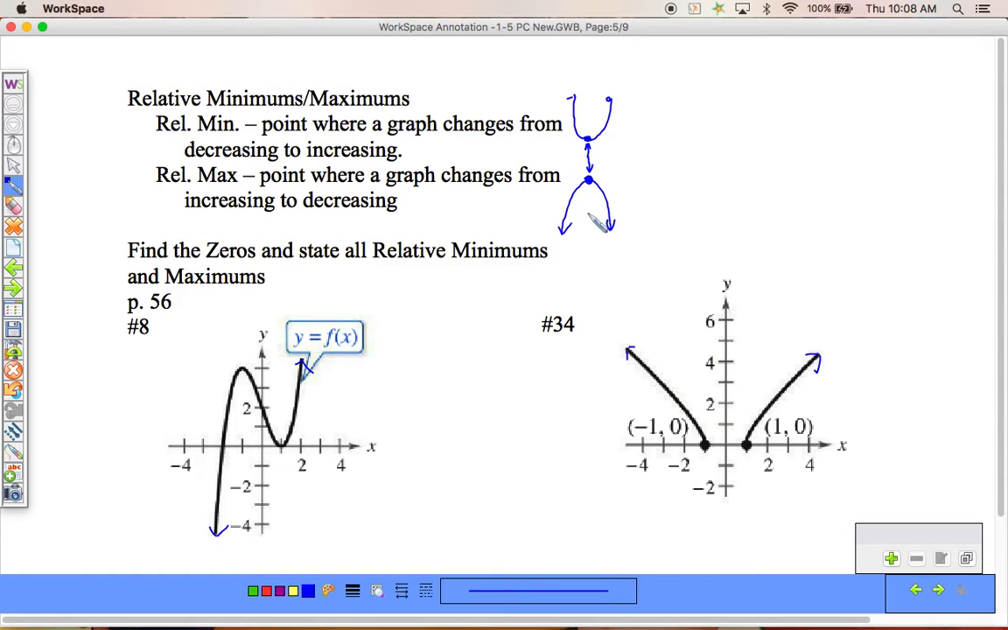So we've got to be able to pick them out. Looking at page 56, number 8, we have this graph. We're going to ask for 2 things. Find the zeros. So I'm going to look on the graph and find out where it crosses. And we're going to say my zeros are at -2 and 1.